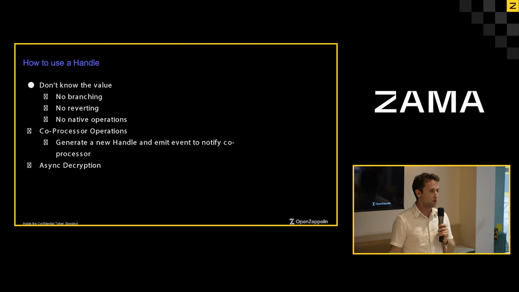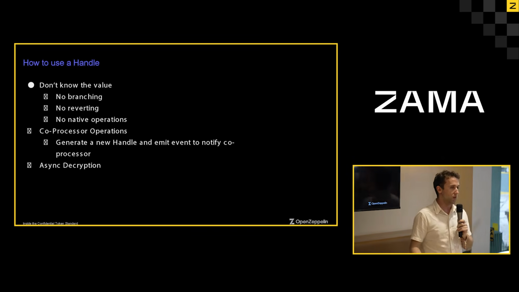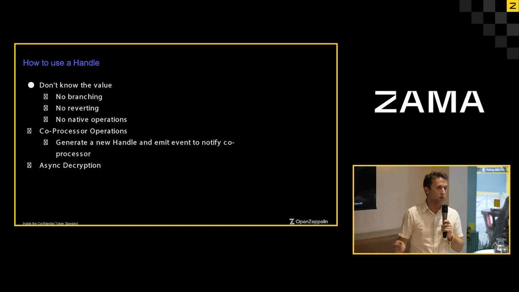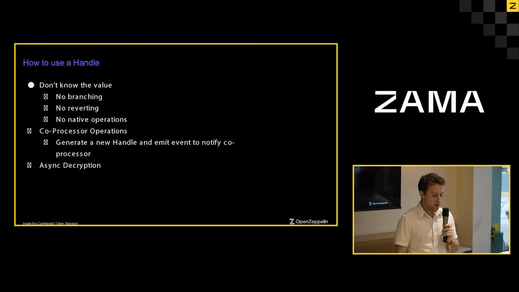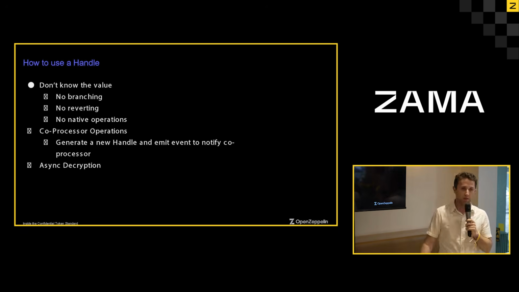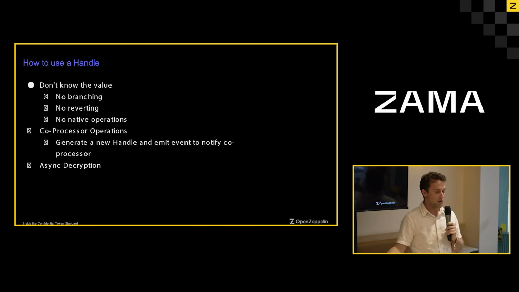What we can do is use coprocessor operations. So we basically emit events using libraries provided by Inco, Zama, whoever, and those will interact with the coprocessor, and the coprocessor will actually handle these events off-chain. And then we can also do decryption, but decryption has to be asynchronous. Why? Because the data is held off-chain. So you request the decryption, and it will come back on-chain at a later point in time.